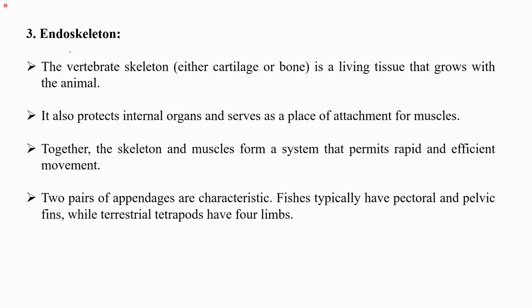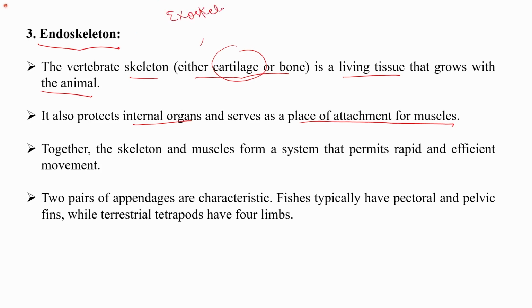The next is the endoskeleton. The vertebrate skeleton, which is either cartilage or bone, is a living tissue that grows with the animal. Bone forms from osteocytes, and cartilage develops from chondrocytes. It also protects internal organs and serves as a place of attachment for muscles. So endoskeleton, as I mentioned earlier, is also an important characteristic of vertebrates. In the non-chordates, we have exoskeleton, while in chordates, we have endoskeleton.